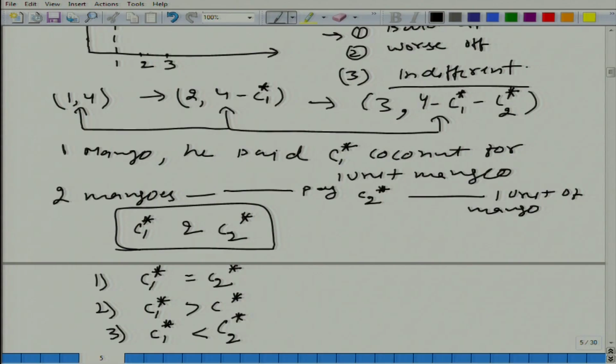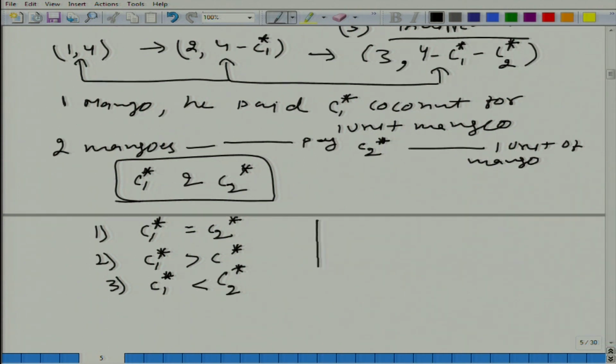Okay, fine. Now let us try to draw it. If what you are saying is true, how would it look? Starting with 1 comma 4, we increase here to 2. This is 1, this is 2, and here is the fall, this is C1 star. The fall is going to be more or less? You said less.